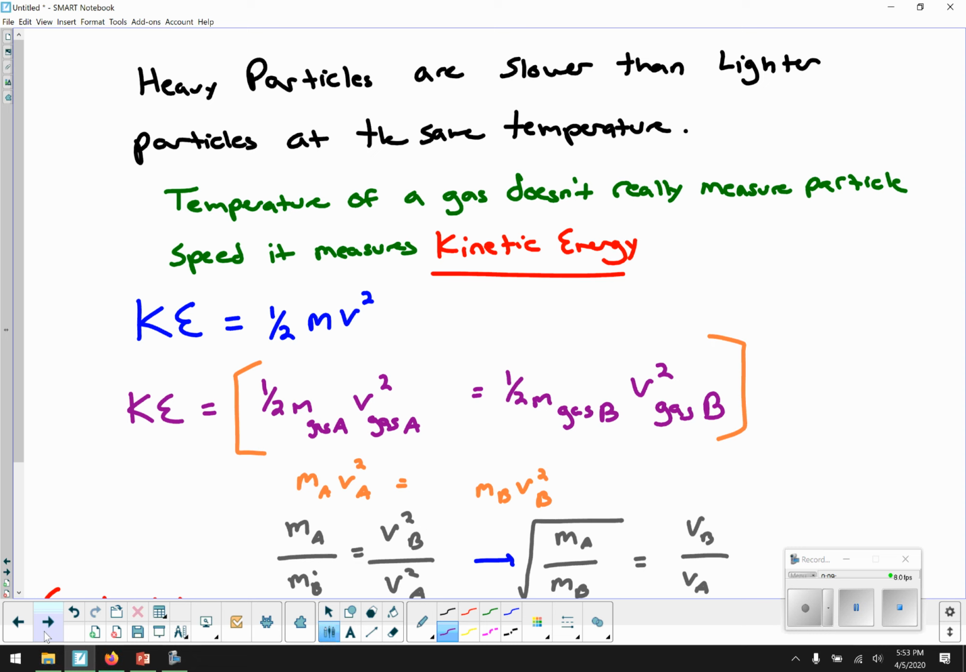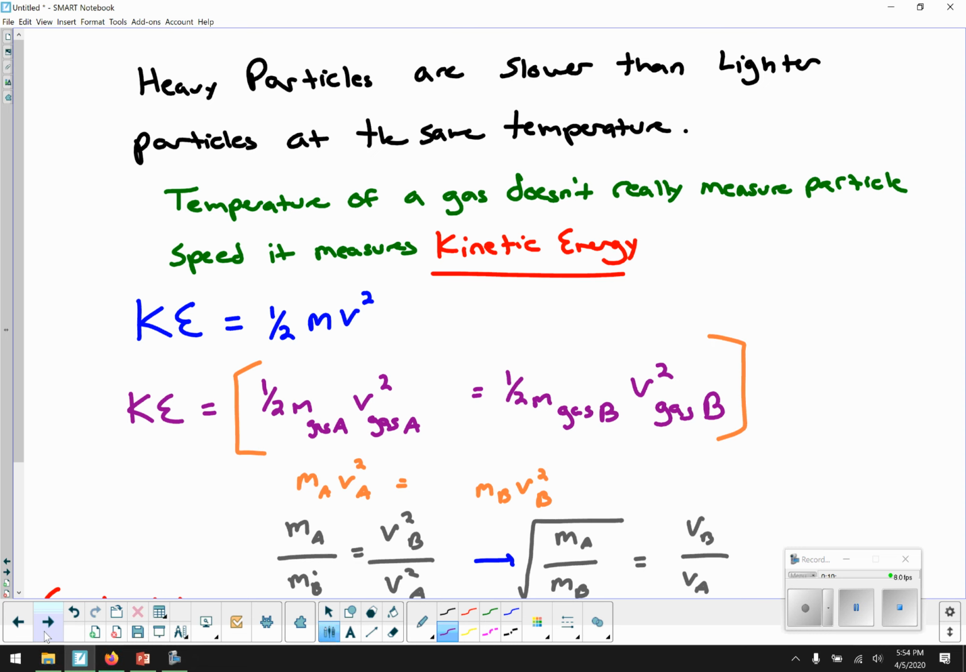So why does that work? This is a key takeaway I want you to have from this lesson as far as how gases behave in mixtures. Heavy particles are slower than lighter particles at the same temperature. When you did that gas laws lab, you probably noticed that the lighter particles were going faster. That is because the lighter particles are hitting the sides just as hard as the heavy particles. That's why 100 light particles and 100 heavy particles have the same pressure. Each individual particle is hitting with the same force. The lighter one's going faster, and the heavier one's going slower.